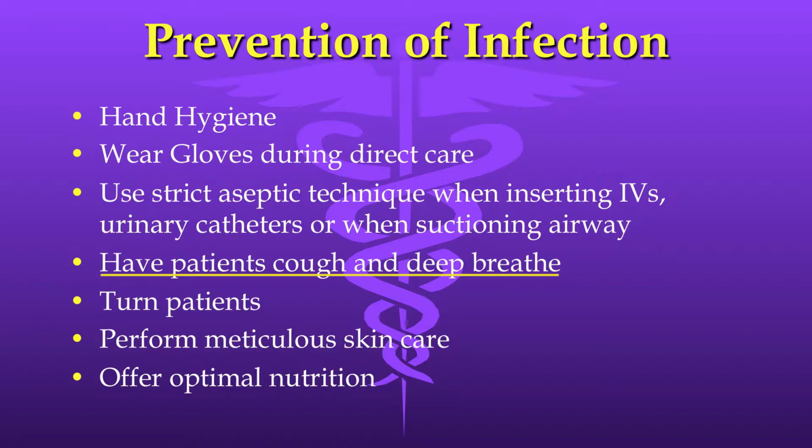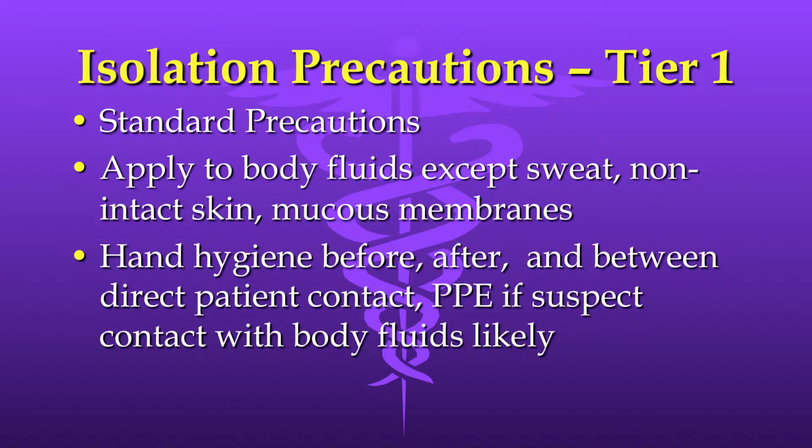You try to keep things as clean as you possibly can, but you understand you're not really in a sterile environment. You want to have patients cough and deep breathe. That's how they keep infection out of their lungs. You want to make sure that you turn them. You want to make sure that you perform meticulous skin care and offer optimal nutrition. You have 2 tiers of isolation precautions. The first tier is standard precautions. And everybody gets standard precautions.